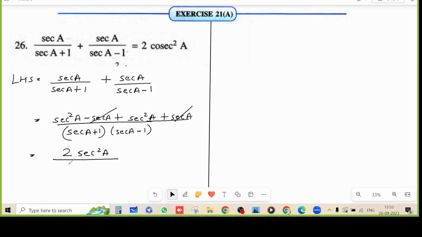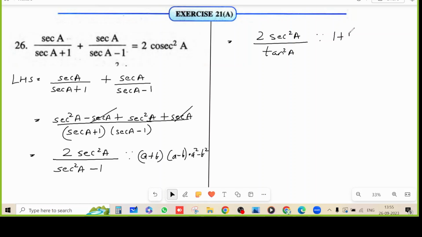So we will apply the formula and we will get the answer as sec square A minus 1 here, because of the formula (A plus B) into (A minus B) is equal to A square minus B square. Now this can be written as 2 sec square A in the numerator, but the denominator can be written as tan square A by the trigonometric property that 1 plus tan square A is equal to sec square A. That means sec square A minus 1 is equal to tan square A.